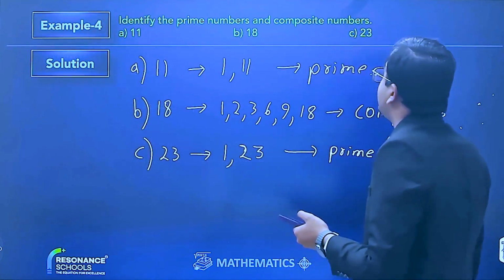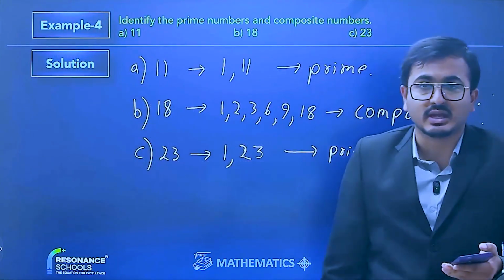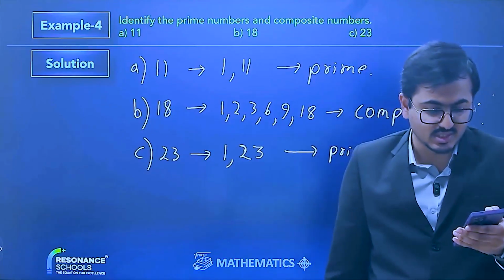Next. Okay, prime numbers and composite numbers. Let's look into it. How can they be distinguished?